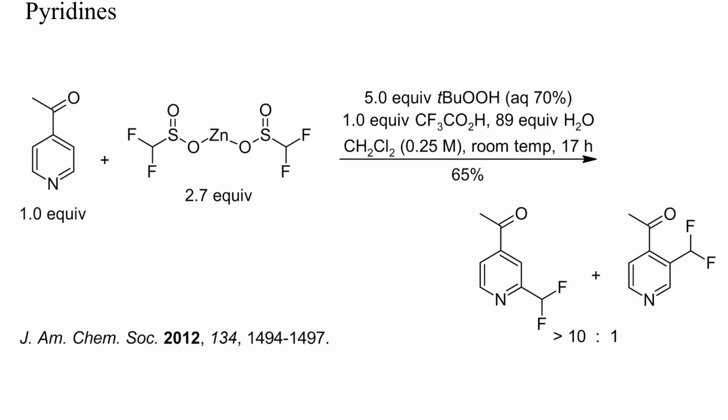Interestingly, even acceptor-substituted pyridines can still be fluoroalkylated, despite their low electron density. Here, difluoromethyl radicals were generated by oxidation of a zinc sulfonate with tert-butyl hydroperoxide. Although one equivalent of trifluoroacetic acid had been added to acidify the reaction mixture, either no trifluoromethyl radicals were formed or these were too electron deficient to add to the pyridine.